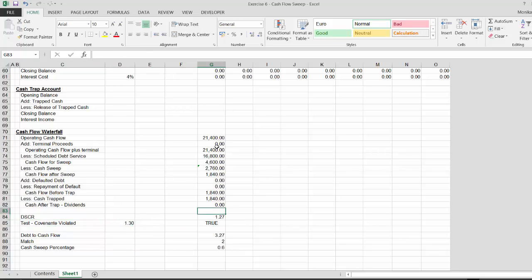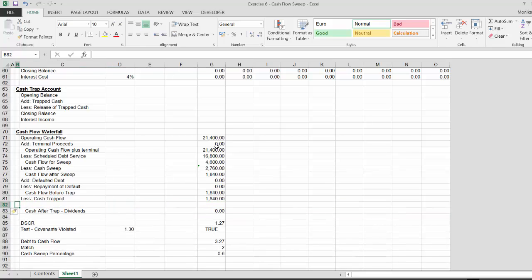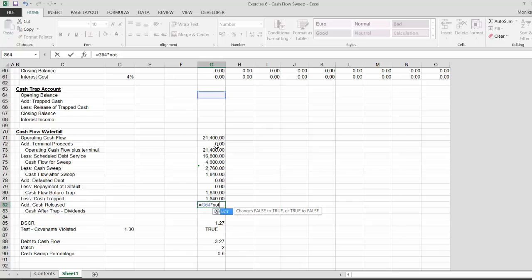We have this where it says less cash trapped. We can also add cash released, and that's not almost the same thing. We take our opening balance and we multiply it by the opposite of the true. So if we have any cash that's in that account, we can just release it by using that switch. So the opening balance is equal to the closing balance.